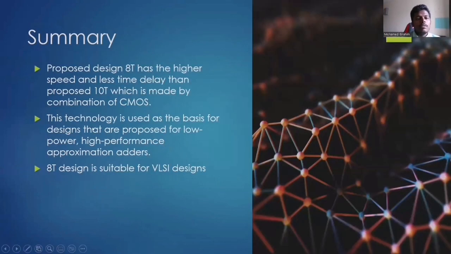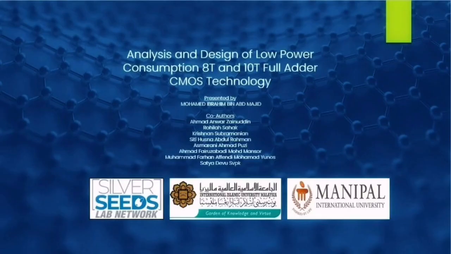Okay, in the summary, the proposed 8 transistor design has higher speed and less time delay than the proposed 10 transistor design, which is made of a combination of CMOS, because we saw that the 8 transistor has very little time delay. So we are considering this technology as the basis for designs proposed for low power and high performance approximation ideas. So we are taking this 8 transistor design as suitable for VLSI designs. Thank you, everyone.